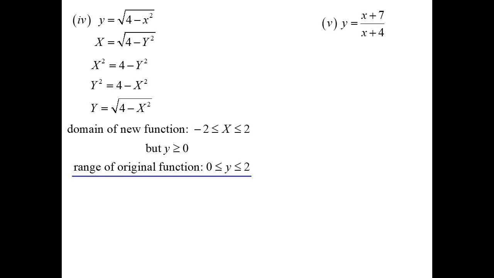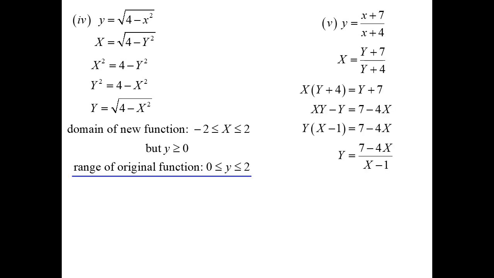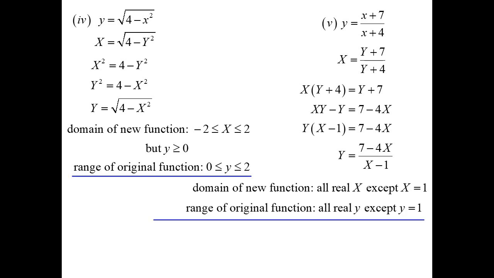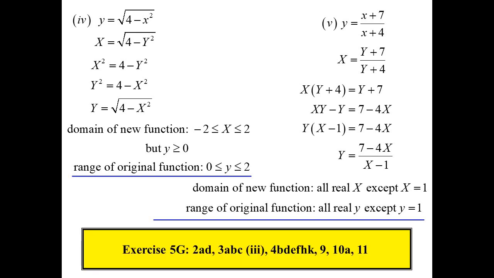What about this one? y equals x plus 7 on x plus 4. Swap the x and the y's around. Let's make y the subject. A bit of manipulation there, but I can get it. We end up with 7 minus 4x on x minus 1. Well, the domain of that one is all real x except x equals 1. And this one, yeah, that works fine. All real y, except y equals 1, would be the range of the original function. Okay, that'll do us. 5G.